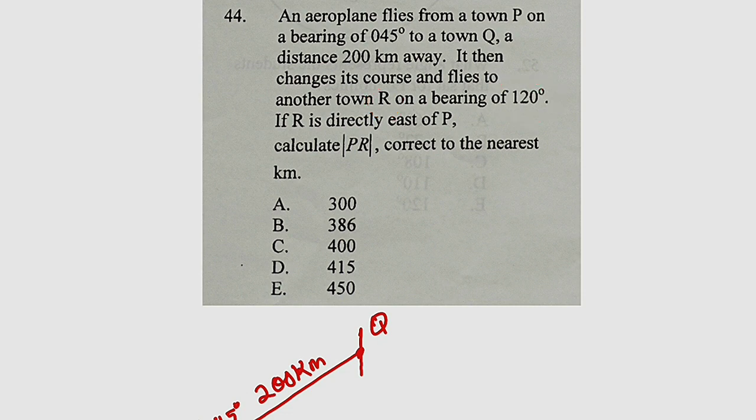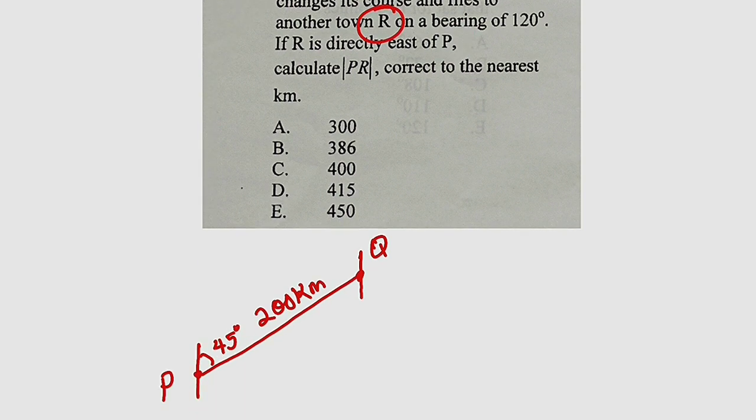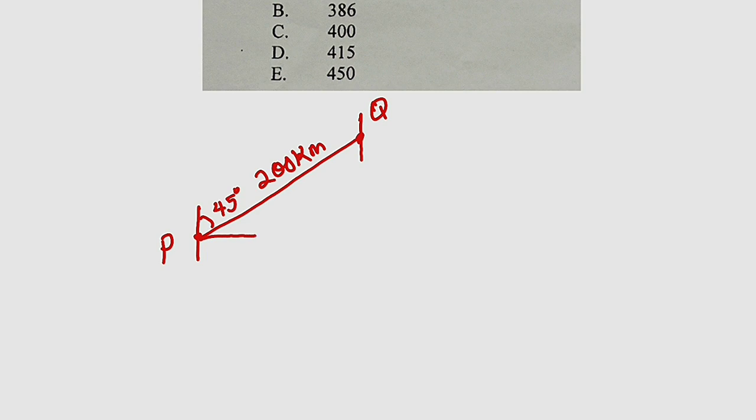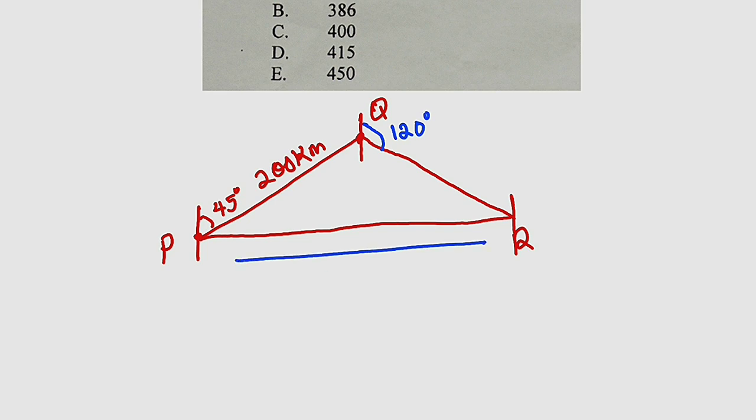And according to the question, town R is directly east of P. So where is east of P? This is east of P, this parallel line, heading to what? Town R. So let's connect this point to this point. So according to this question, this particular angle is 120 degrees. We're asked to find the distance from P down to R.